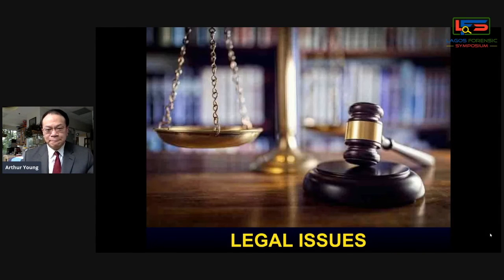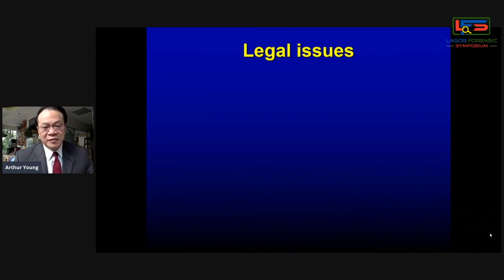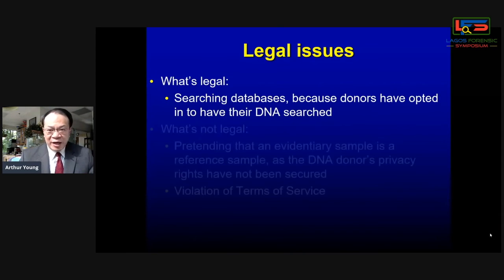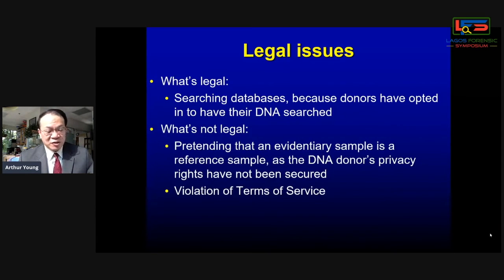Next. So let's get into some of the legal issues with the time that we have. Next. So what's legal? Searching the databases is legal because the donors have now opted in to have their DNA searched. Back in 2018, only 3 years ago, there weren't even policies or laws governing that. So anyone could look in the databases for anything. What's not legal now, though, is pretending that an evidentiary sample is a reference sample, as the DNA donor's privacy rights have not been secured.